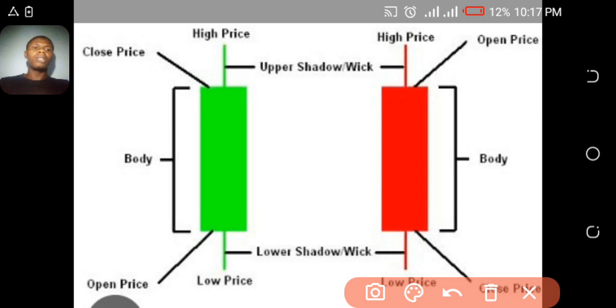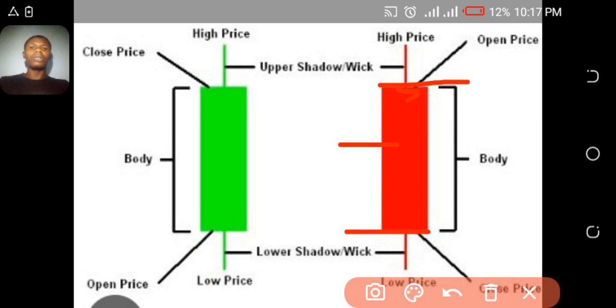The first thing is the body of the candle. Now the body of the candle actually tells us what we're supposed to be doing, and this is the downside and this is the upside. So what we're expected to do actually is what happens in the candle. So the first thing that we expect to see is the body of the candle.